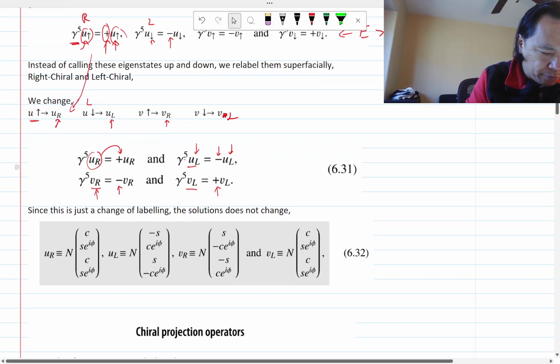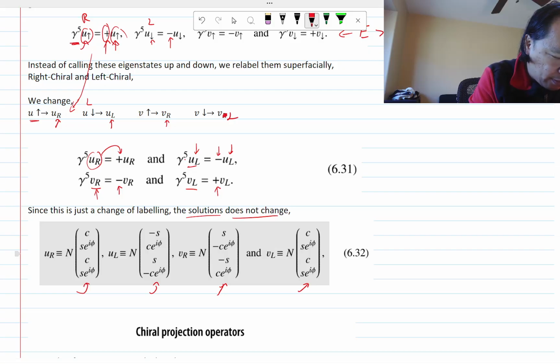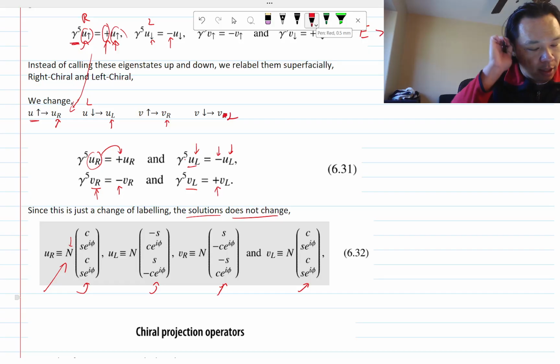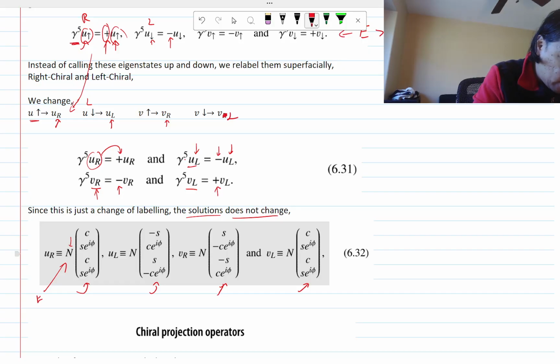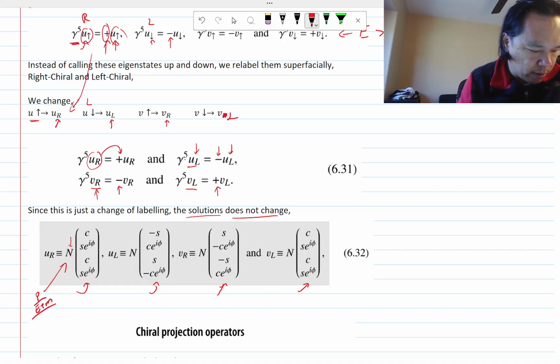Okay. So in changing these labels, the solution doesn't change. We still have these same solutions, where the right chiral spinor is going to have some normalization, and this normalization doesn't need to be taken to the high energy limit anymore. In fact, I think it's actually p over E plus m, all these normalizations.